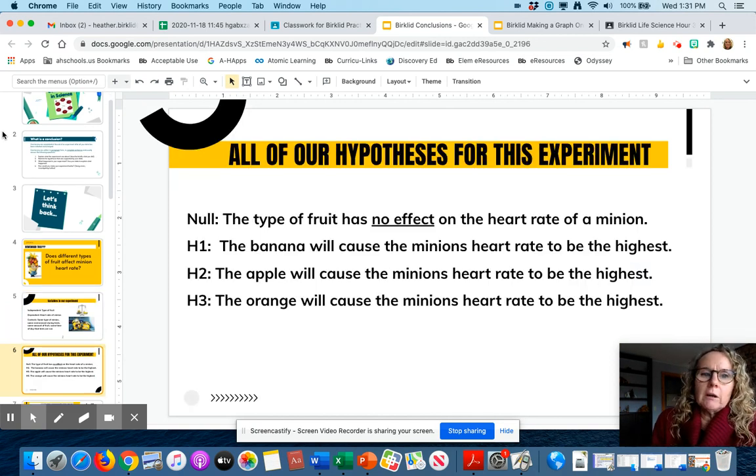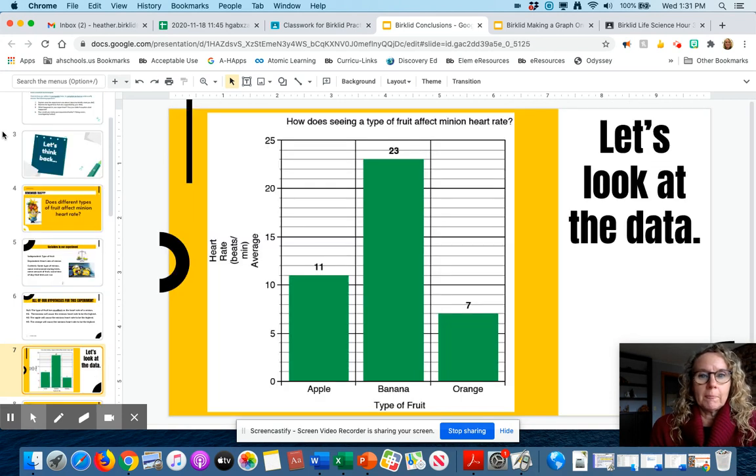So in this experiment, our hypotheses were the null was the type of fruit has no effect on the heart rate of a minion. Our H1 was that bananas will cause the minion's heart rate to be the highest. H2 was that apples will cause the minion's heart rate to be the highest. And our H3 was that the oranges will cause the minion's heart rate to be the highest. Okay, so here's our data. So we look and see that the apple made the heart rate 11 beats per minute. The banana was 23 beats per minute, and the orange was 7 beats per minute on average.